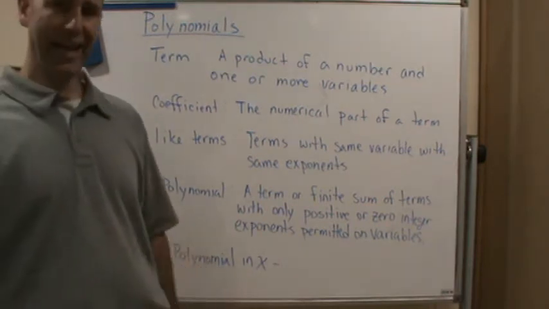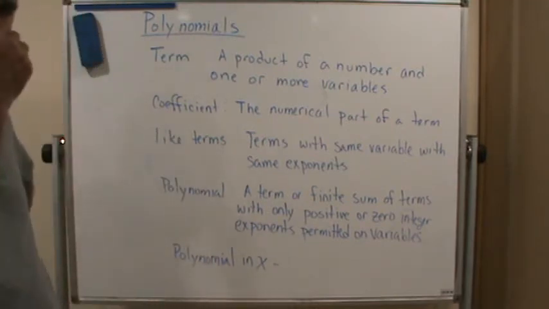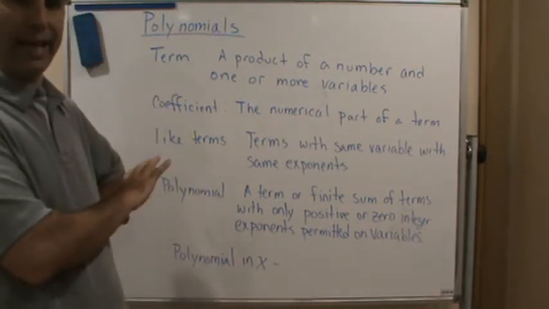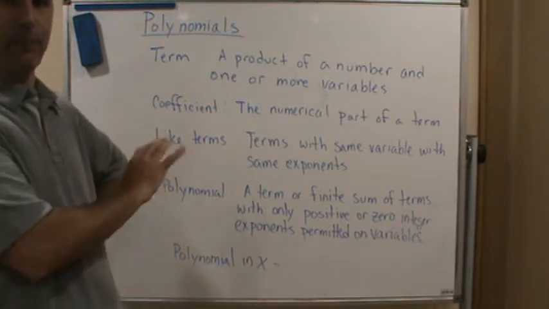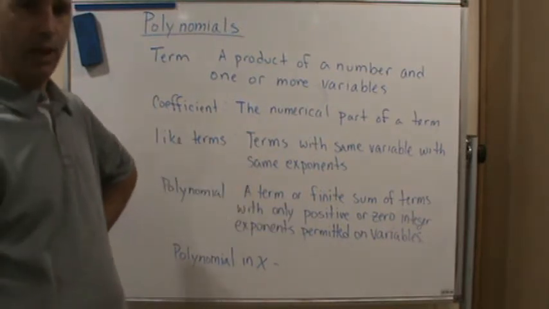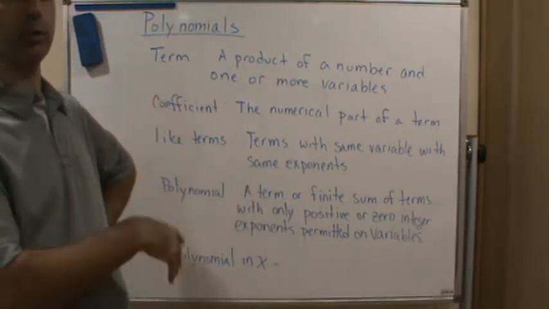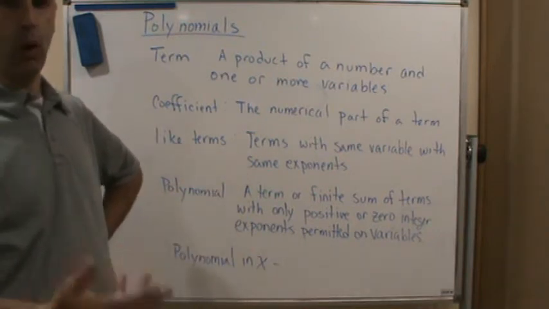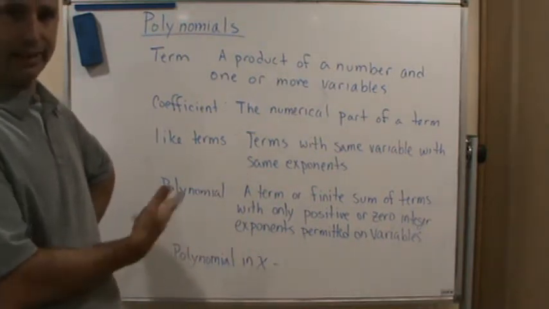Now, if a polynomial only has x variables, we say, hey, that's a polynomial in x. If it has y variables and just y variables, we say it's a polynomial in y, and so on. But typically it's x.